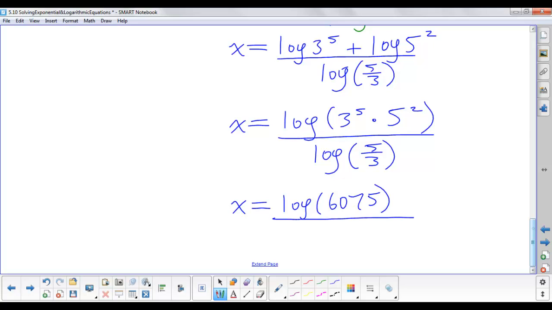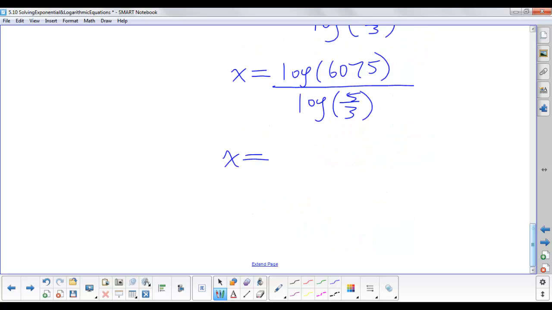6,075. So I'm going to do a little bit easier calculation now, which is equivalent to what we had before. It's just a little bit easier to punch into the calculator. Once I do that, the answer I should end up getting, and again, we're going to 4 decimal places here, is 17.0546.